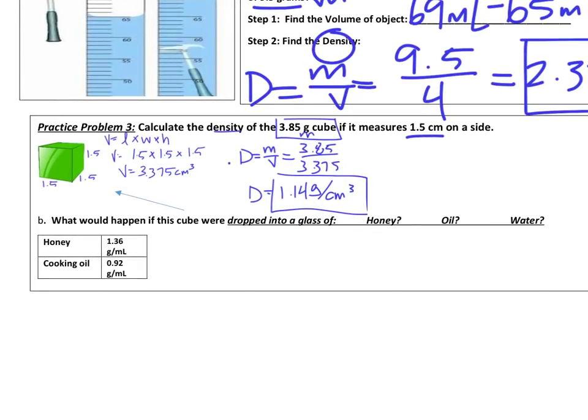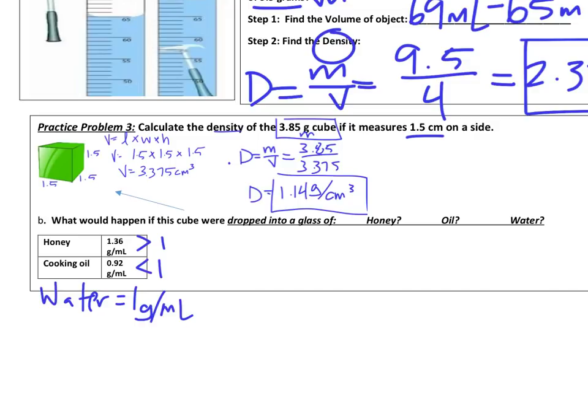And lastly, what would happen if this cube were dropped into a glass of honey, oil, or water? So remember, water has a density of 1 gram per milliliter. And it shows me honey has 1.36 grams per milliliter. Cooking oil is 0.92. So 1.36 is greater than 1. 0.92 is less than 1.